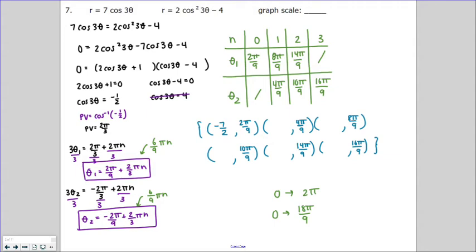And then I will do that for every single other value I've got here. So I'm just going to make this really quick. When you actually evaluate, you're going to get negative 7/2 for all of these points here.